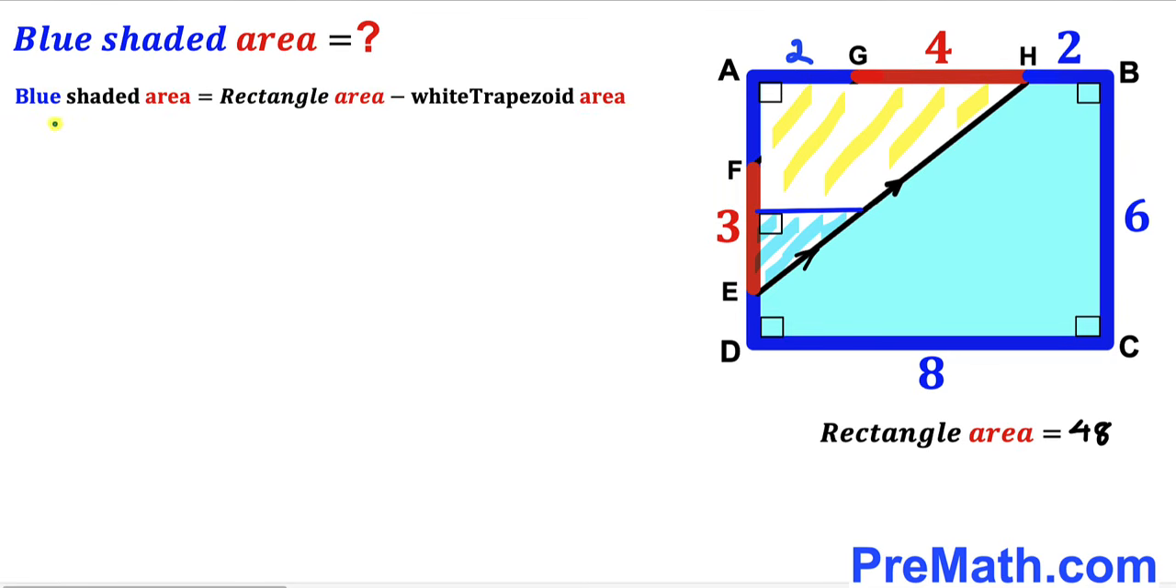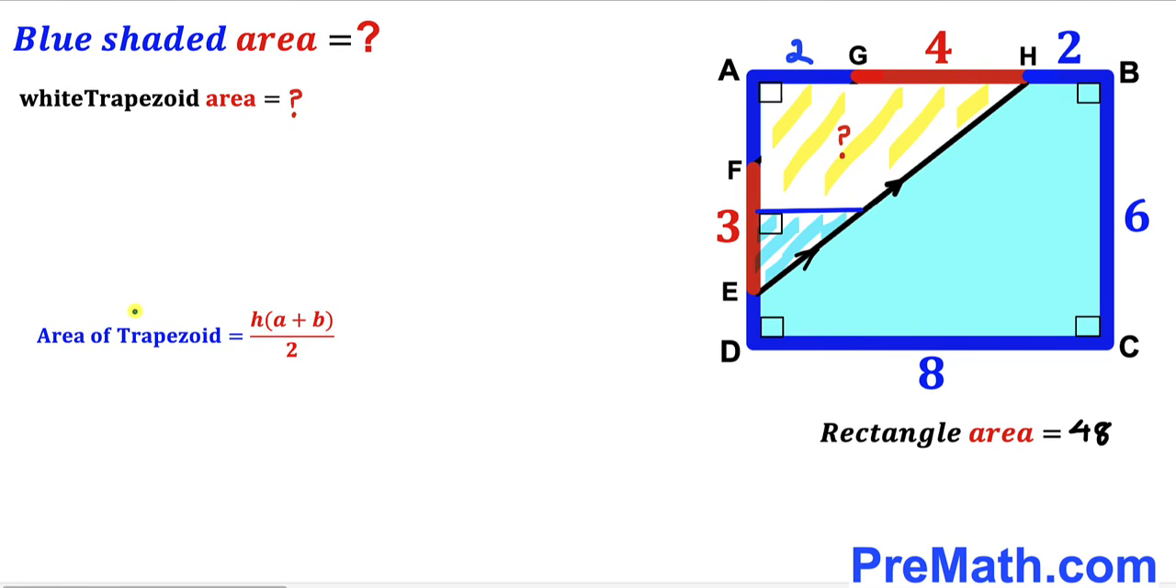Now let's make an observation. We can see that this blue shaded region area is going to be equal to the area of the whole rectangle ABCD minus the area of this white trapezoid. Since we already figured out the rectangle area as 48, our only task now is to calculate the area of this white trapezoid. So now we are going to calculate the area of this white trapezoid.